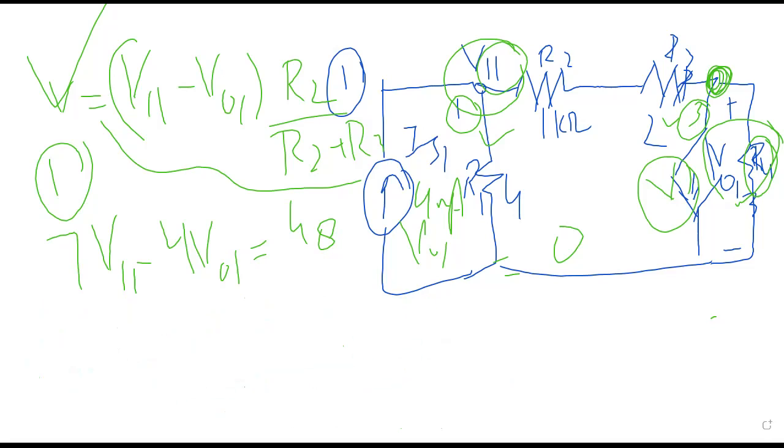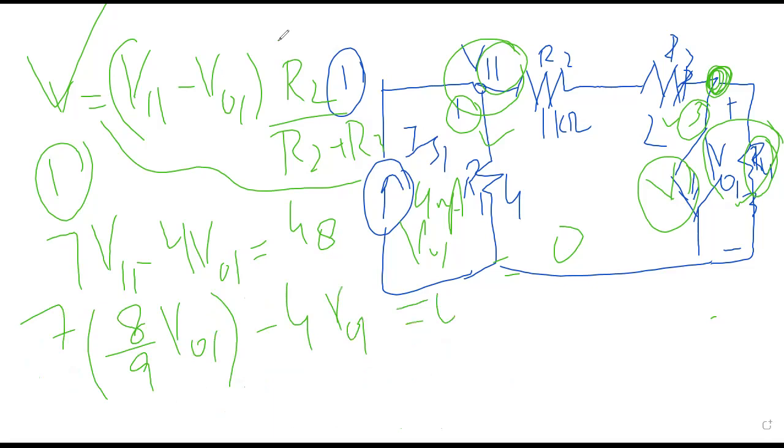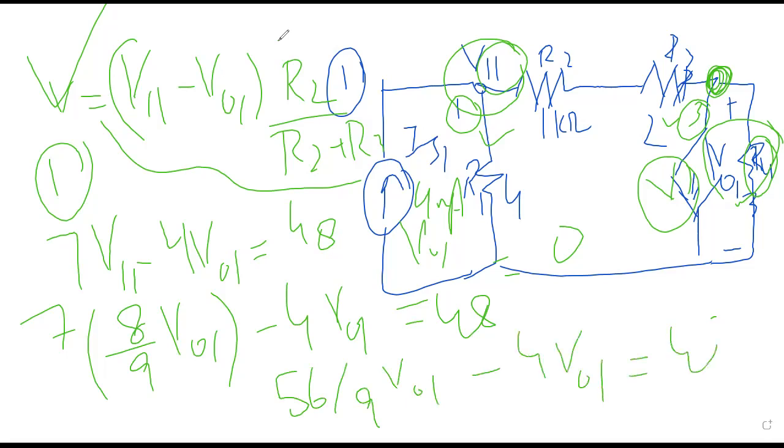So this must be 7 times V11, which means 8 upon 9. So taking 8 upon 9 V01 minus 4 V01 equals 48. Is this clear, sir? Yes, sir. Just putting the value of V11. V11 equals 8 upon 9 V01. Now after this, multiply 8 with 7. So it is 56 upon 9 V01 minus 4 V01 equals 48.